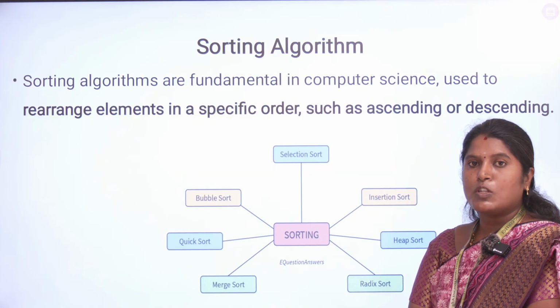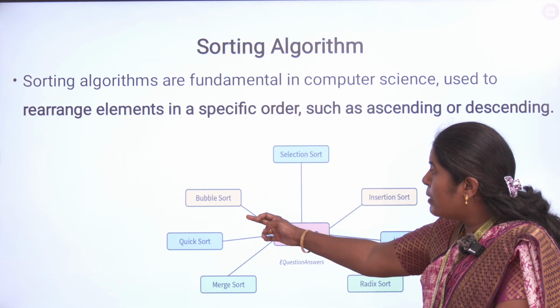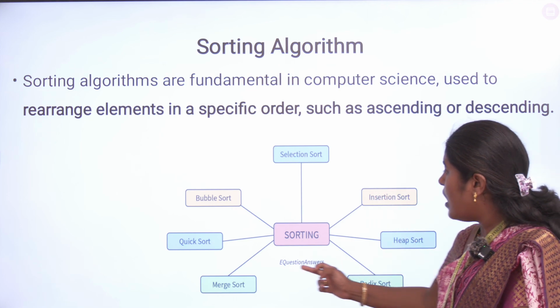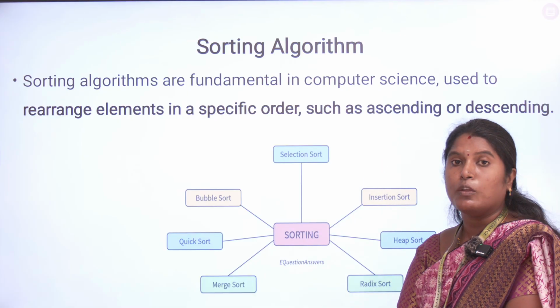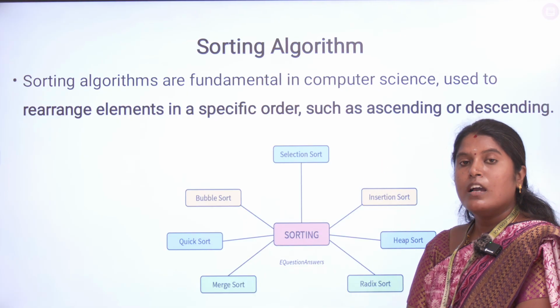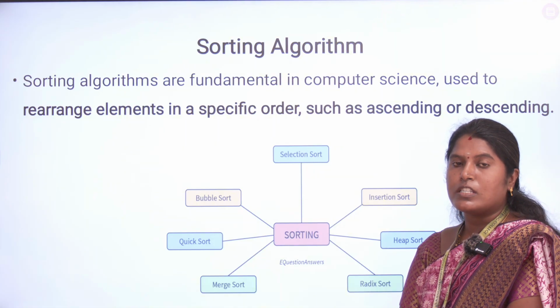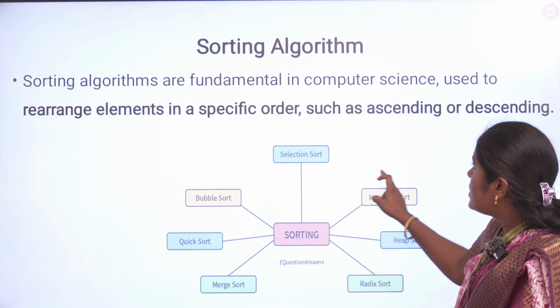There are several types of sorting algorithms implemented. They are bubble sort, selection sort, insertion sort, heap sort, radix sort, merge sort and quick sort. These are the several sorting algorithms which we use in order to arrange the data items either in ascending order or in descending order. In this video I am going to discuss the bubble sort and the insertion sort in detail. First let us see what is bubble sort.